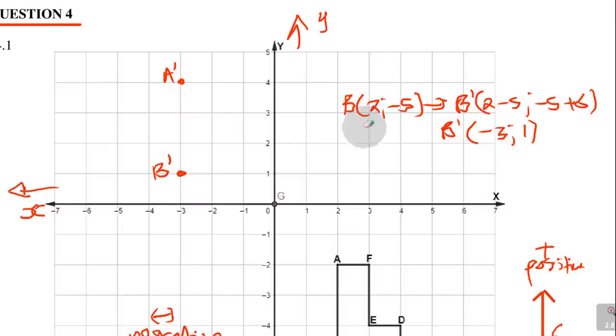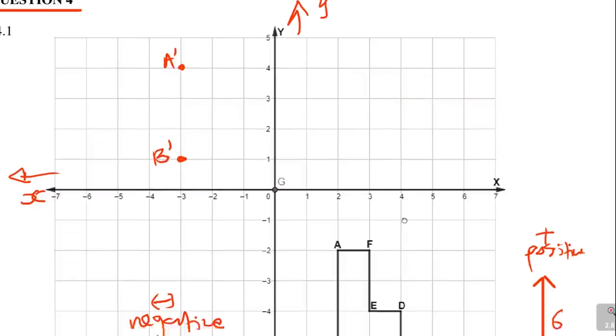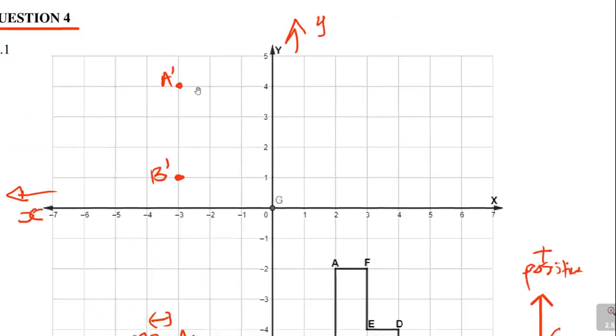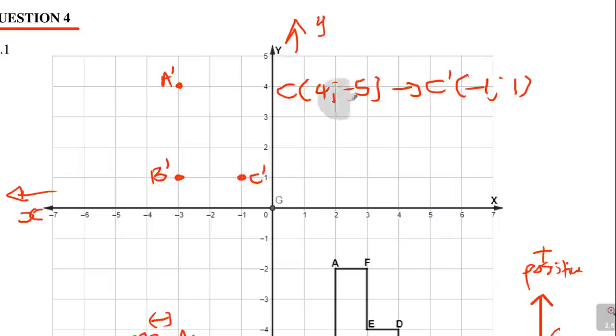Alright, so we move on to the next one, which is our C, and in this case C is 4, minus 5. So we've got our C as 4, minus 5, and our new translated, I think you know what to do. We are saying here C is 4 minus 5 is minus 1, and minus 5 plus 6 is 1. You see that? So we come to C as minus 1 and 1. There it is. You see? So I'm just doing it now first so that you can quickly finish this up.